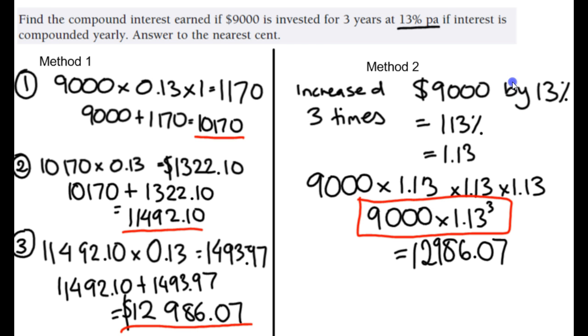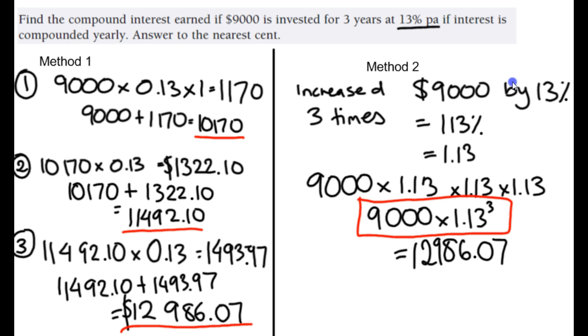So there's 2 methods here that you can use. The textbook might ask you to do a specific way. The first method, use the simple interest formula, add it on, and then do it again for the next year. In the second method, think about the percentage, and you're increasing it by 100 and that percentage. So plus them together, make it a decimal, and then work through to solve it.